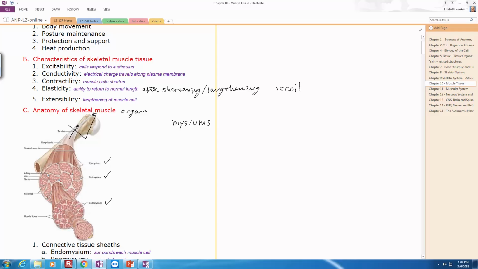About the knee, when you were asking, yeah. So dense regular CT. Why is it regular for a tendon? One direction. Okay, muscles going in one direction. So irregular allows for multi-direction pull.